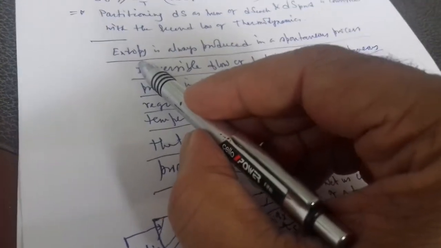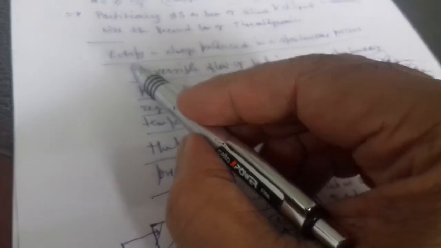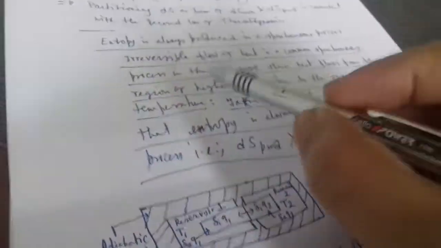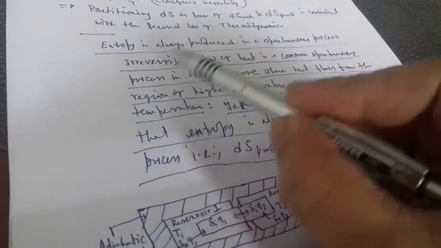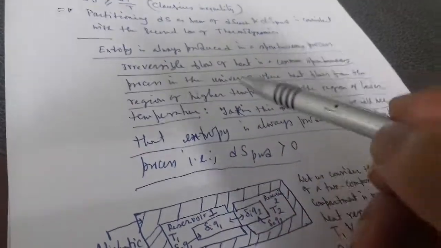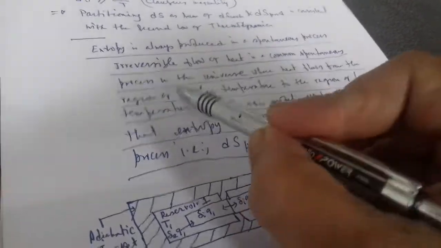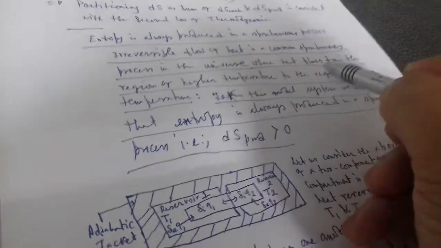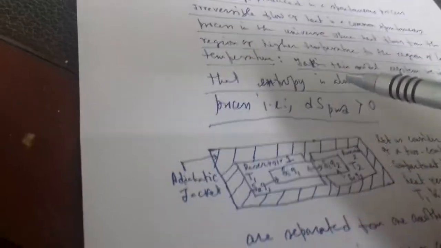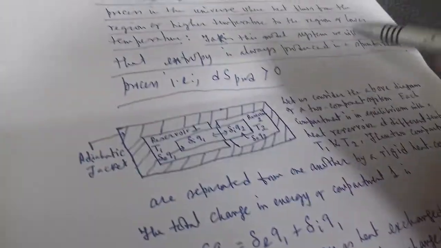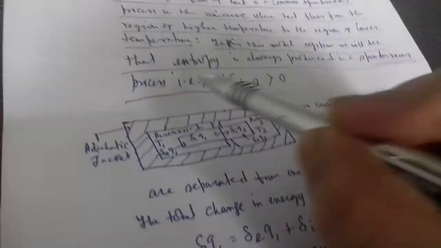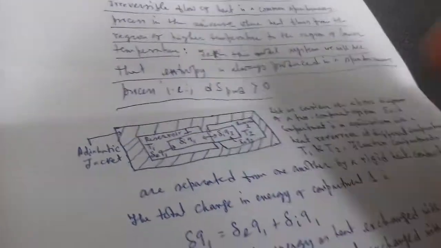So today we want to establish that entropy is always produced in a spontaneous process. As the spontaneous process, we take the example of irreversible flow of heat, which is a common spontaneous process in the universe, where heat flows from the region of higher temperature to the region of lower temperature. Taking this model system, we will see that entropy is always produced in a spontaneous process, that is S prod is greater than 0.